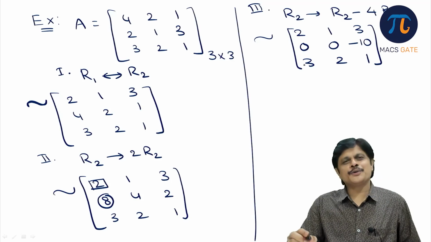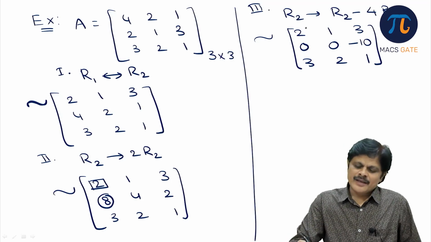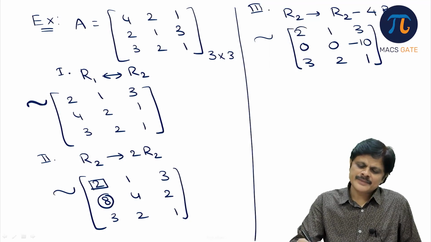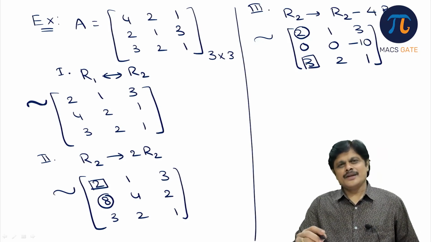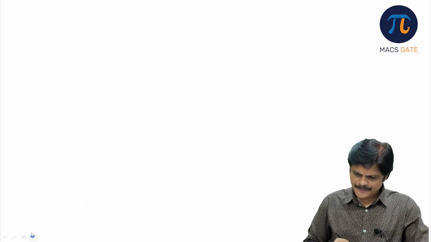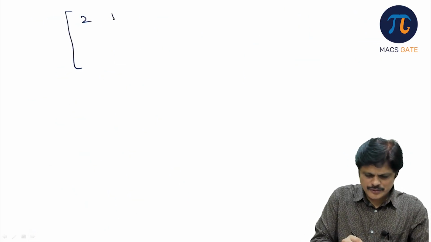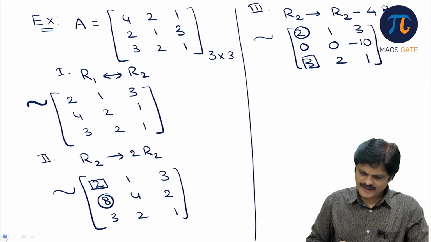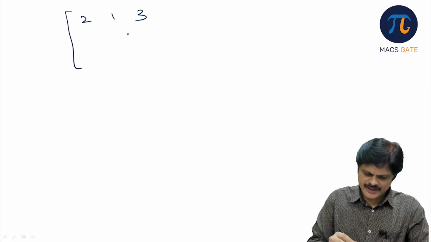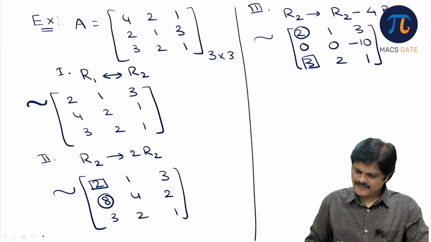Now I want you to try one more row operation. Using this element, make this element equal to 0. Here I will tell you two ideas. Let us take the next slide to make this more clear. The matrix now has rows 2 1 3, 0 0 minus 10, and 3 2 1.